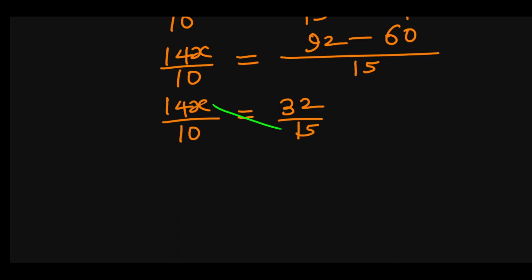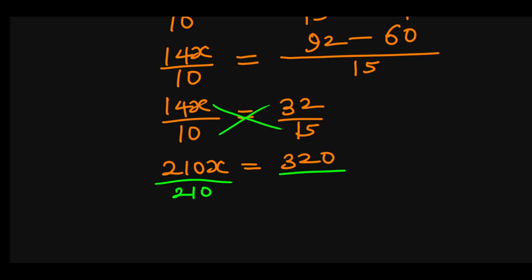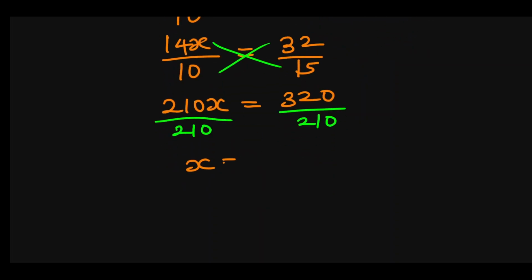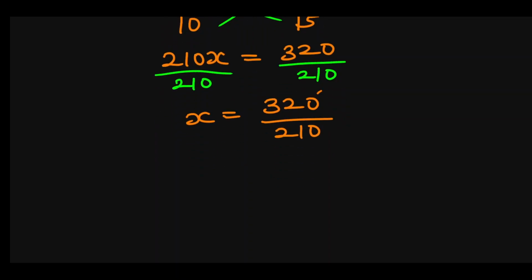Now we can cross multiply. 14x times 15 gives us 210x is equal to 32 times 10 is 320. Doing the same thing we've been doing, we have to divide both sides by 210 to make x free. And once we do that, we will now get x is equal to 320 over 210. We have to simplify it, obviously. So the 0 will cancel the 0. It now gives us a final answer that x is equal to 32 over 21.